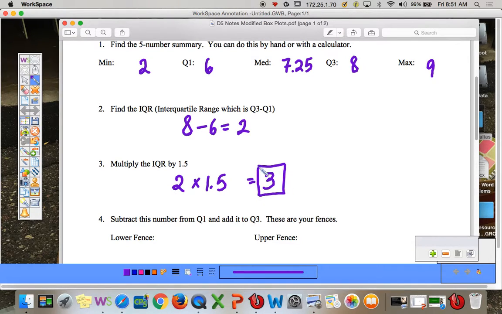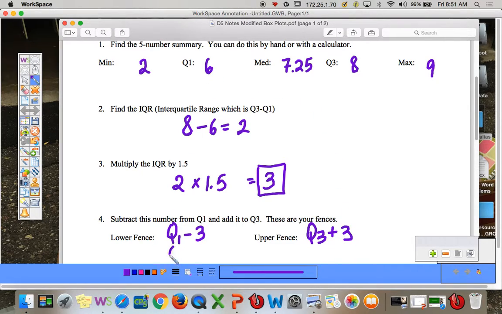This is like your magic number. We're going to use this to calculate the fences. Anything outside the fences is an outlier. Anything inside the fences is not an outlier. So to find the lower fence, we subtract this magic number 3 from Q1, so Q1 minus 3. To find the upper fence, we add it to Q3, so Q3 plus our magic number 3.